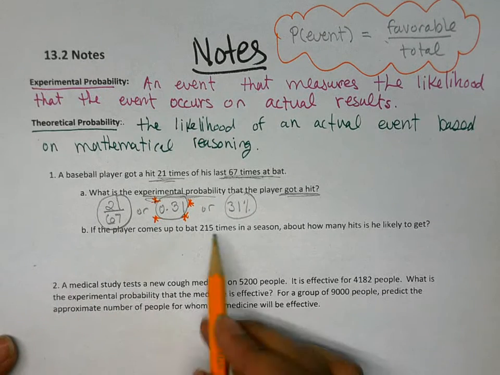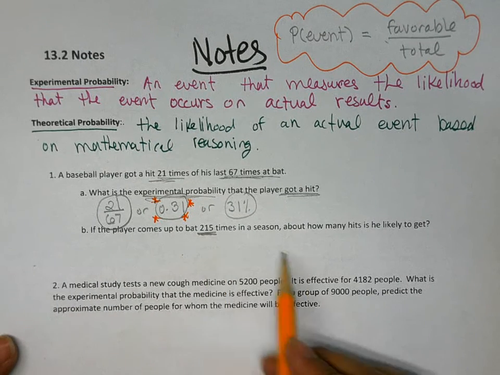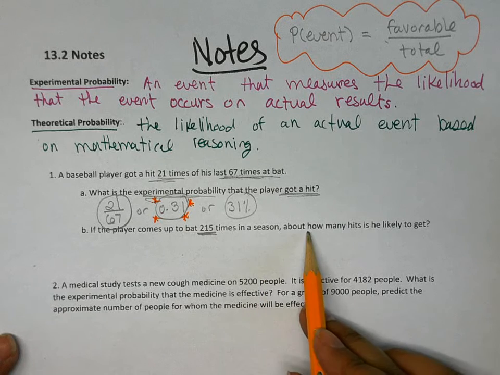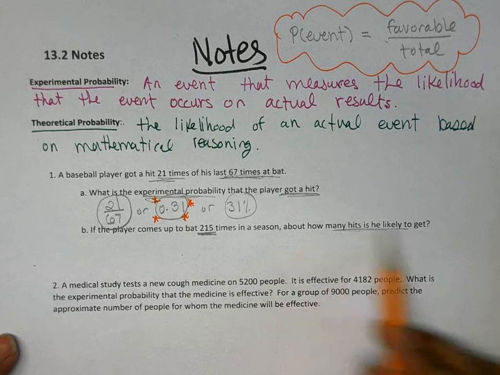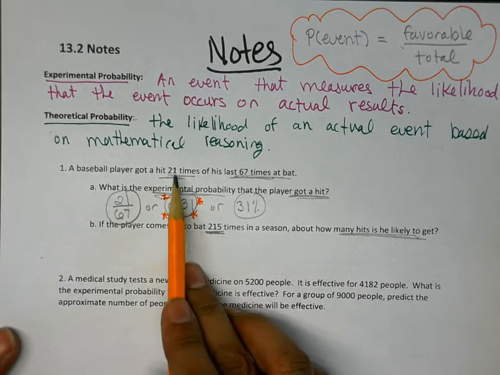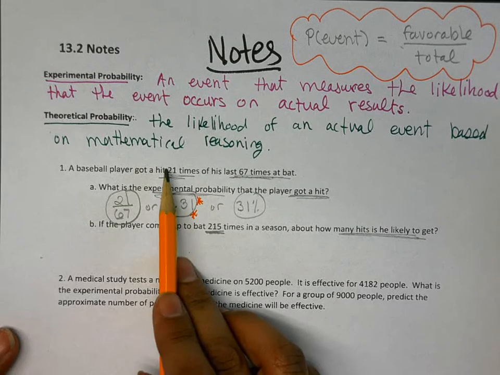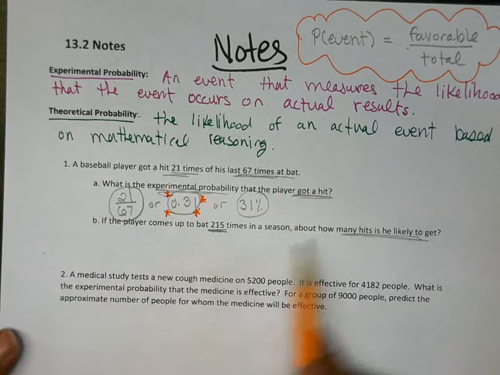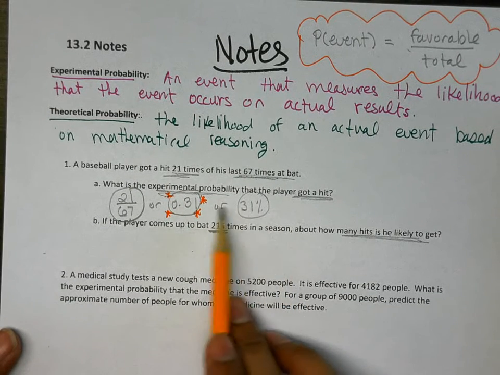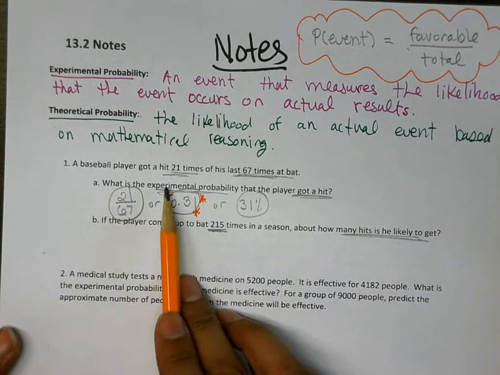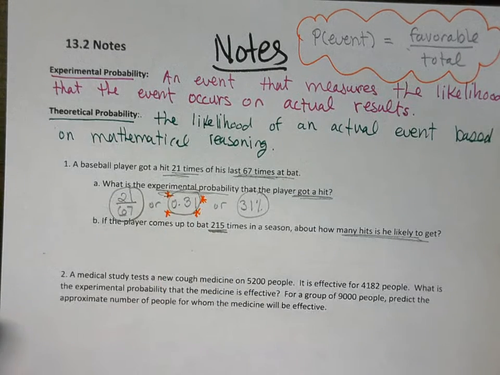All right. If the player comes up to bat 215 times in a season, about how many hits is he likely to get? Is 215 bigger or smaller than 21? Bigger. So should he have less or more? He should have more, right? All right, so there are different ways of doing this. Does anybody have any suggestions on how to do it?